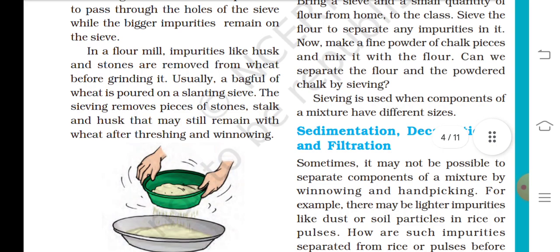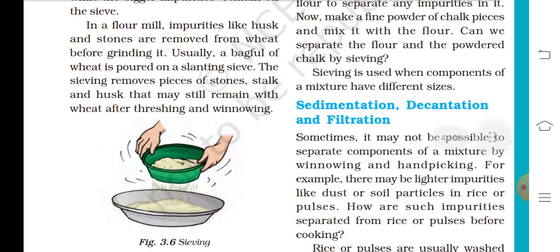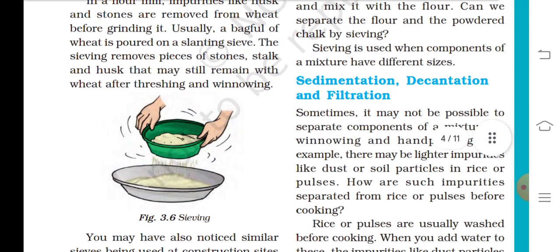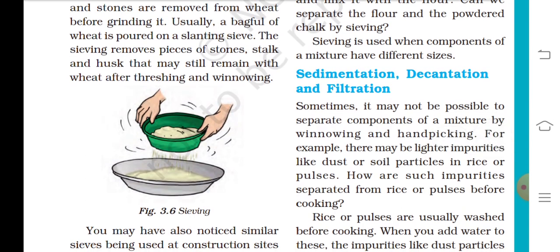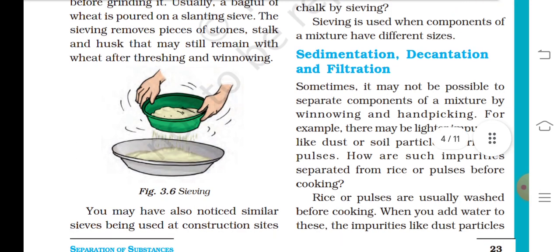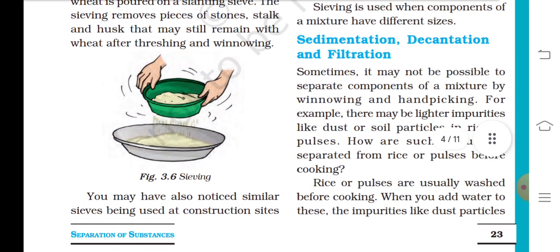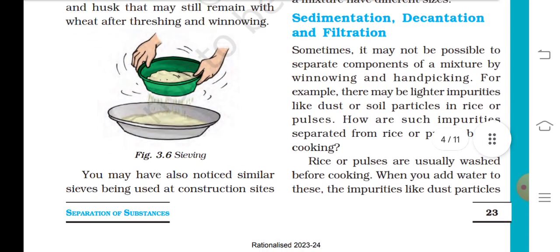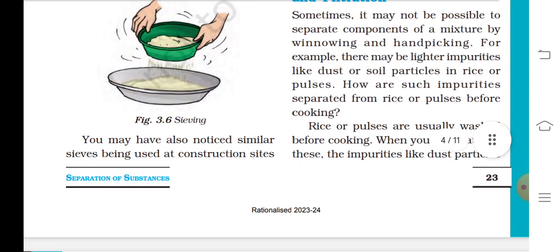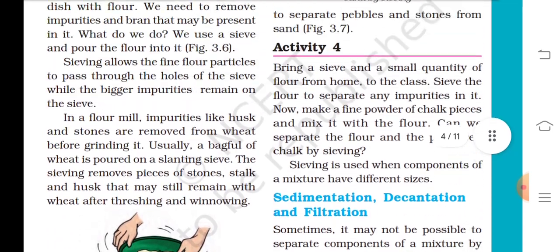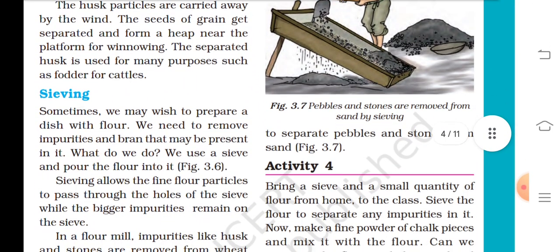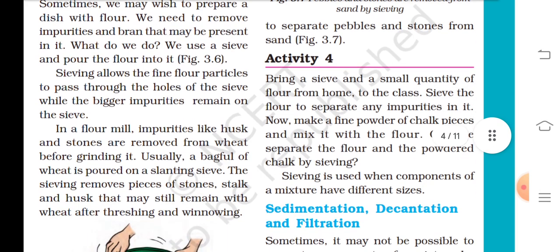In a flour mill, impurities like husk and stone are removed from wheat before grinding. Usually a bag full of wheat is poured on a slanting sieve. The sieve removes pieces of stone, stalk and husk that may still remain with wheat after threshing and winnowing. You may have also noticed similar sieves being used at a construction site to separate pebbles and stones from sand.